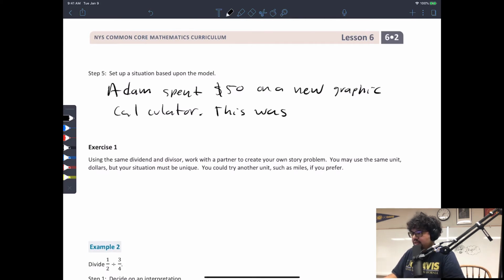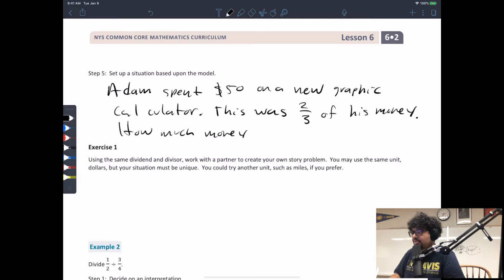This was 2/3 of his money. So then we can ask how much money did Adam start with? Okay, so that's just an example.